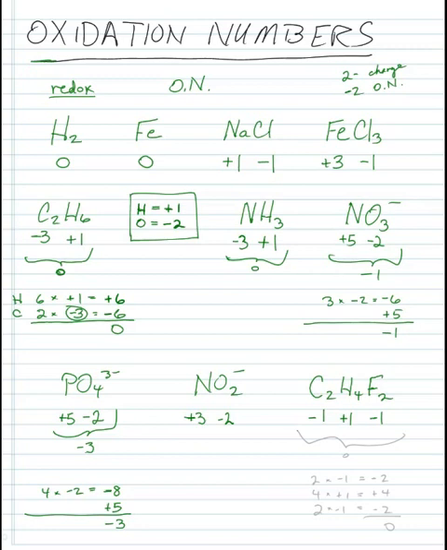Let's check it out. Does it add up to 0? 2 times minus 1 for the fluorines, 4 times plus 1 for the hydrogens, 2 times minus 1 for the carbons. So I have a minus 2, a plus 4, a minus 2. That all adds up to 0. It sure does. Okay, so that works.